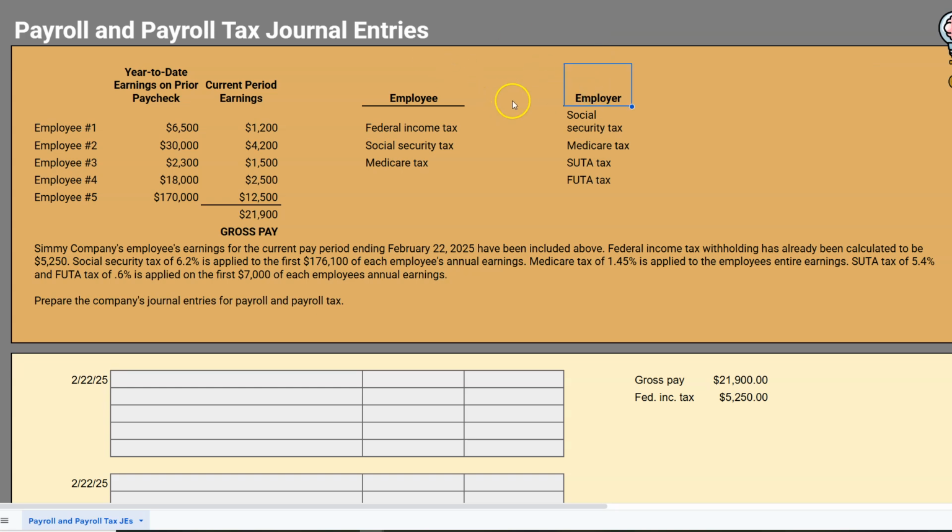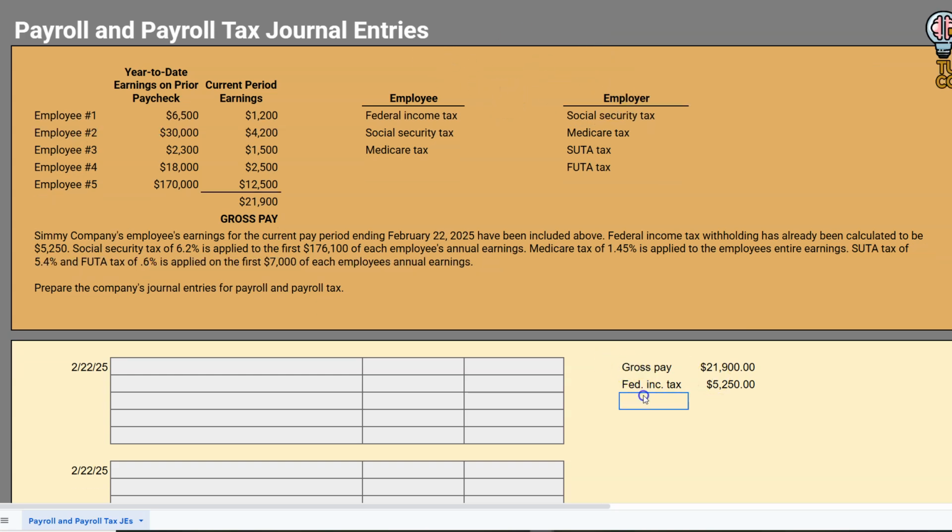Give me a second. I'm just going to clean these up a little bit. Okay, there we go. That's a little bit cleaner. So federal income tax was already calculated for us, $5,250.